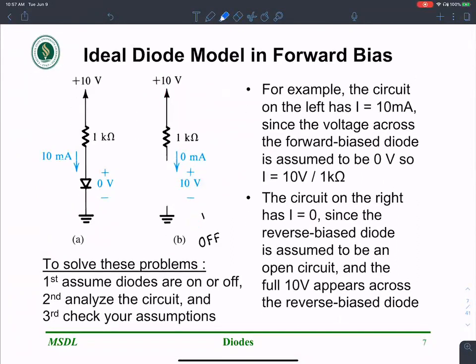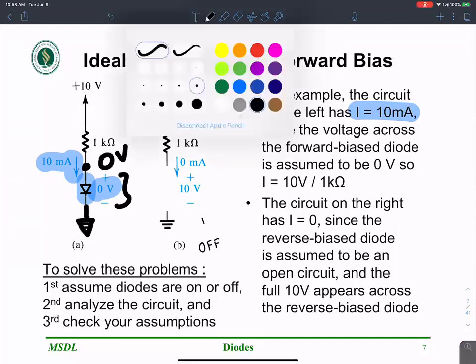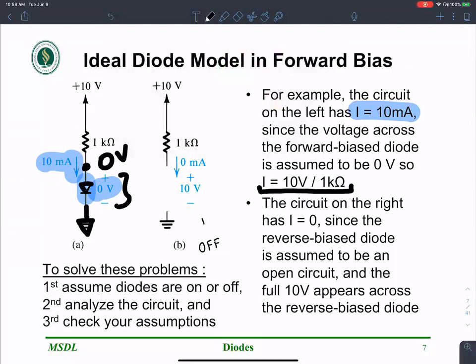For the example circuit shown on the left, the current is 10 milliamperes. Since the voltage across the forward biased diode is assumed to be 0 volts, when the voltage here is 0 volts, that goes to ground, 0 volts as well. So the 0 volts that I apply here shows up on that node as well. I can find the current to be (10 minus 0) by 1 kilo ohms, which is 10 milliamperes. So I arrive at a value of I equals 10 milliamperes by assuming this diode to be forward biased and making it a short circuit.